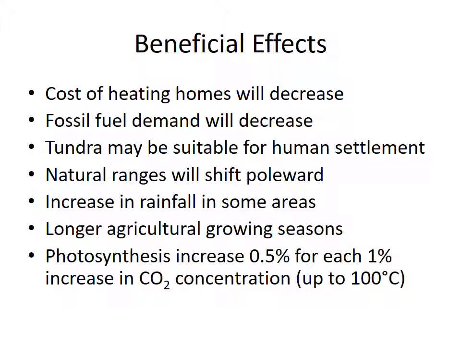The tundra may become suitable for human settlement. Natural ranges of things will shift poleward. Why does that matter? Because more tropical things are going to come up here, and it's great. It is. It also means that there's going to be higher biodiversity in the mid-latitudes now, and that is a good thing. There are going to be some areas that have a massive increase in rainfall.